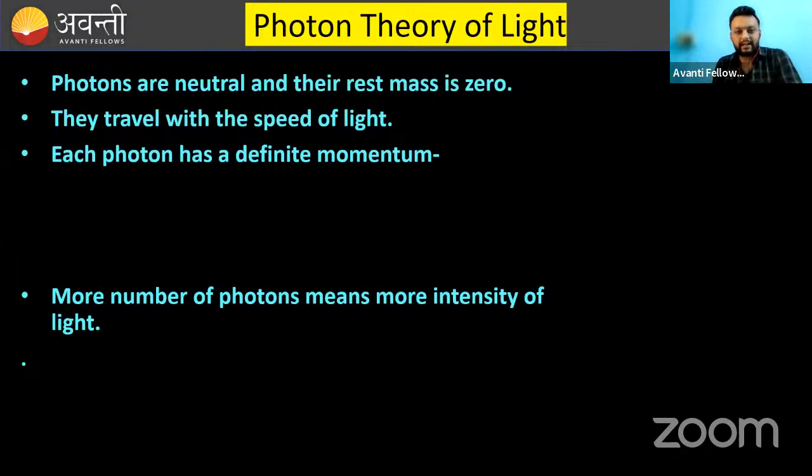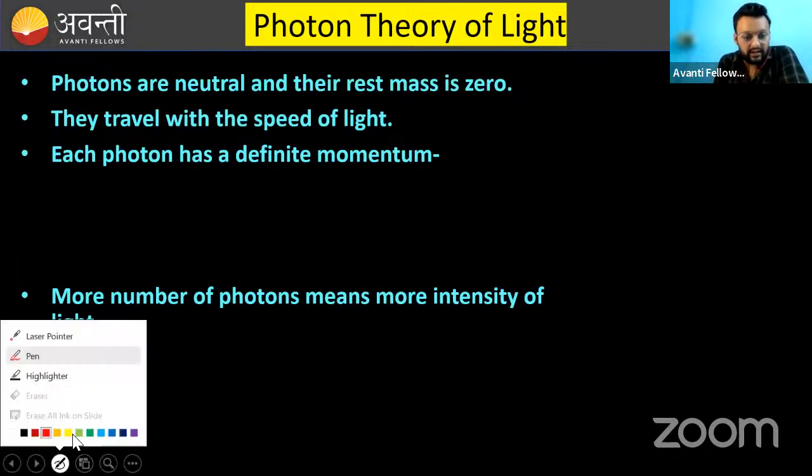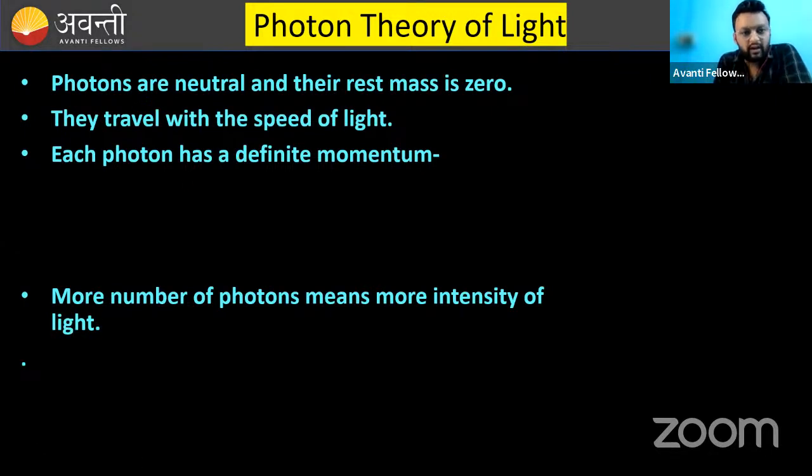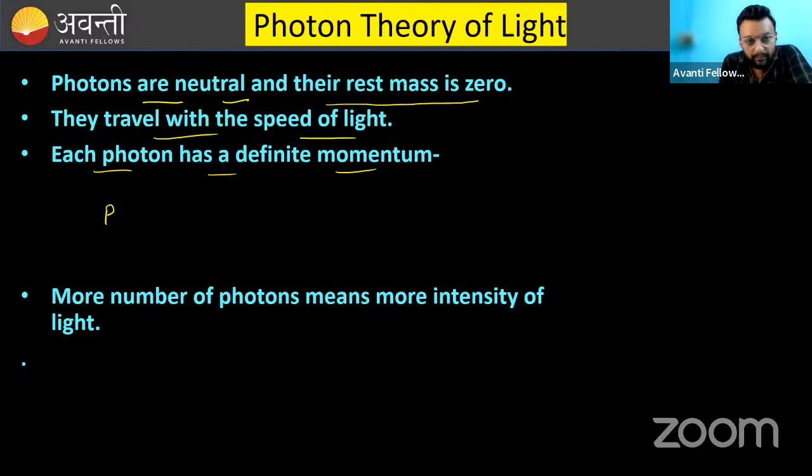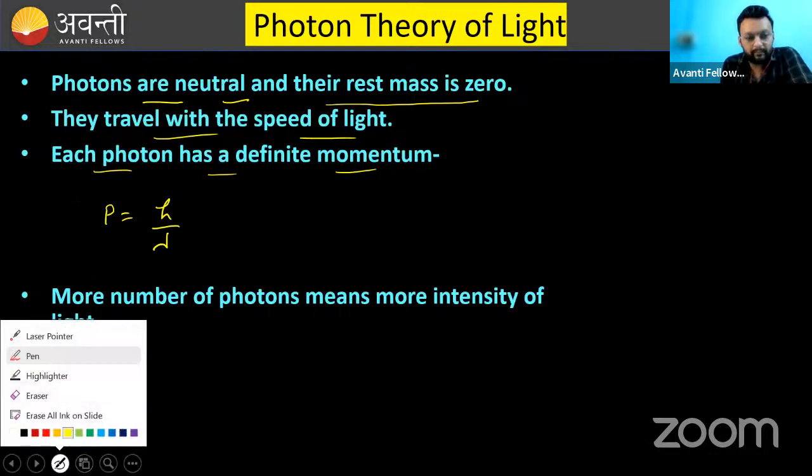Moving further. Next point is, this is a point to be remembered actually, nothing else. Photons are neutral and their rest mass is zero. Neutral means they don't have charge. They travel with the speed of light, nothing important, but very simple. Each photon has a definite momentum. They have some momentum. And what is the value of their momentum? p = h/λ. This is the value of momentum.